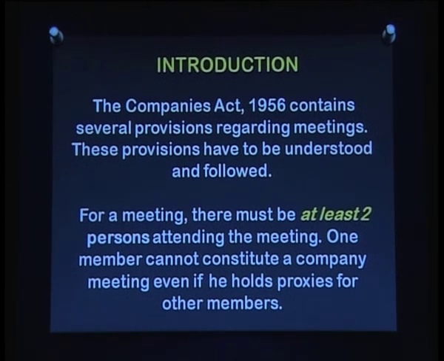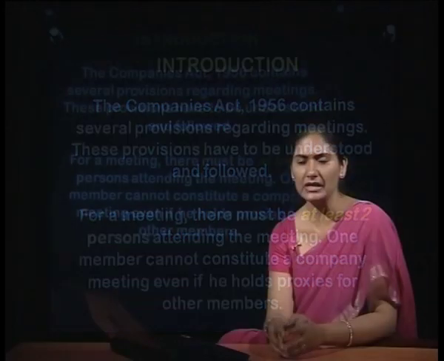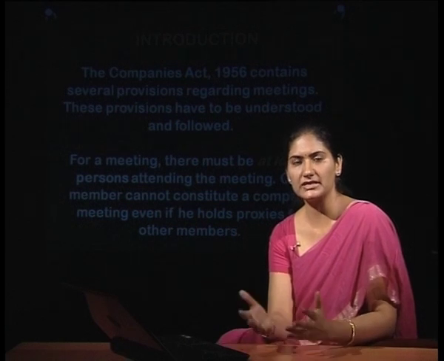For a meeting, there must be at least two persons attending. One member cannot constitute a company meeting even if he holds the proxies for other members. The concept of proxies will be discussed in a later discussion.